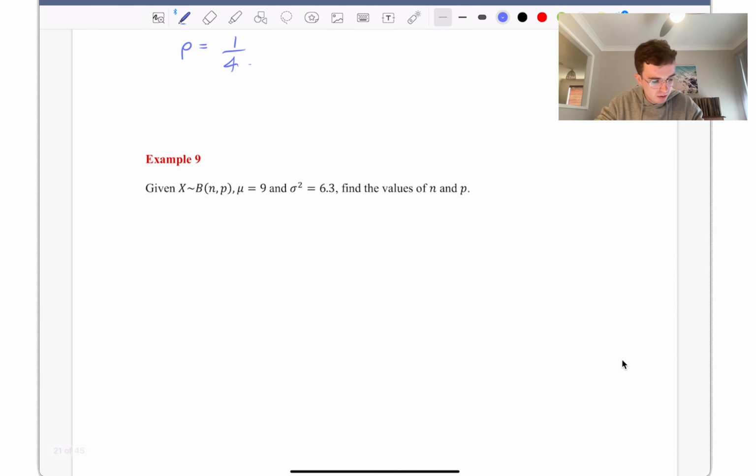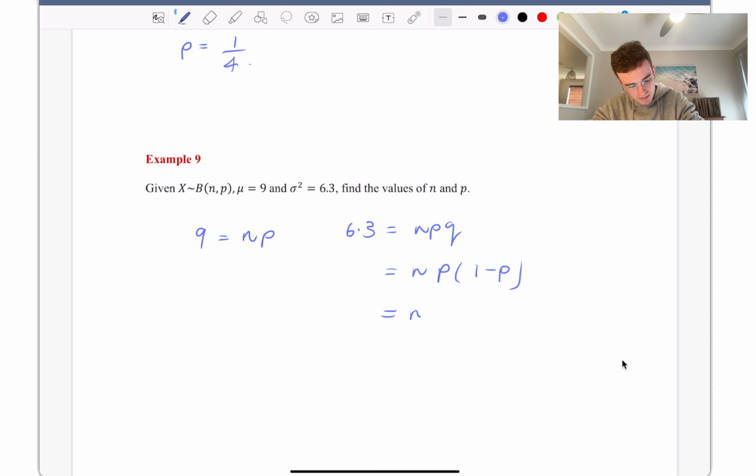Given that X belongs to a binomial distribution with n trials and p probability of success, we know the average is 9 and the variance is 6.3. Well, this is going to be, I reckon, some simultaneous equations. So 9 is equal to np, and 6.3 is equal to npq. Now, we can't solve this at the moment because we've got 2 equations and 3 unknowns, but we could say this is np(1 minus p), which is np minus np squared. And we know from over here that n is equal to 9 on p.